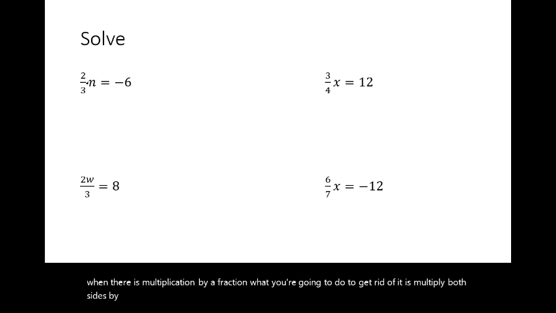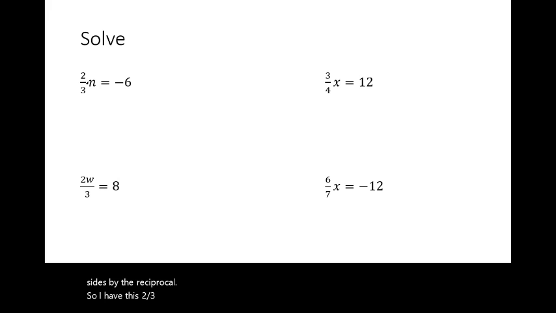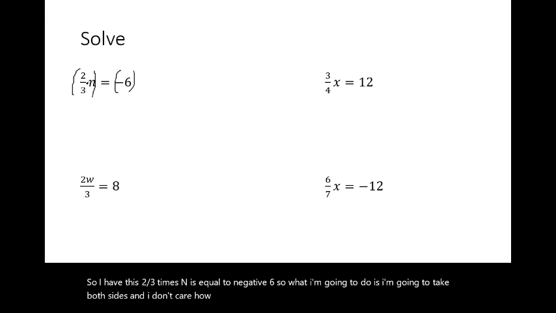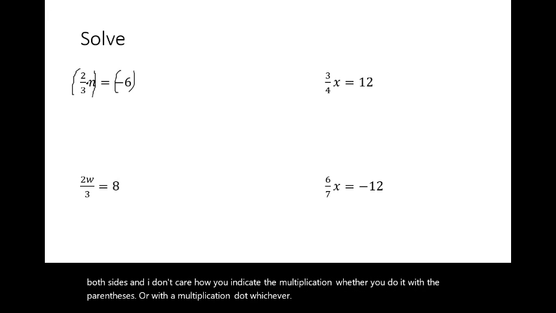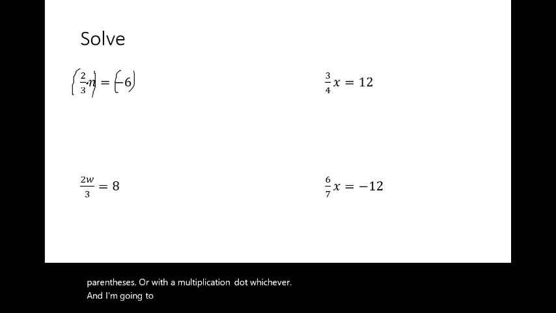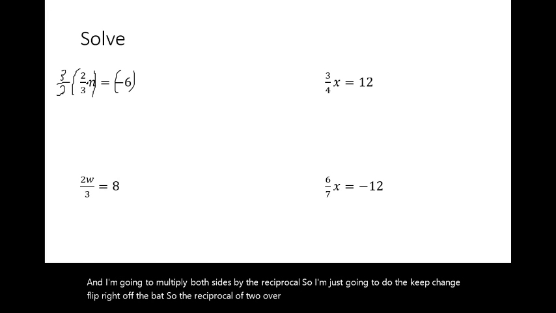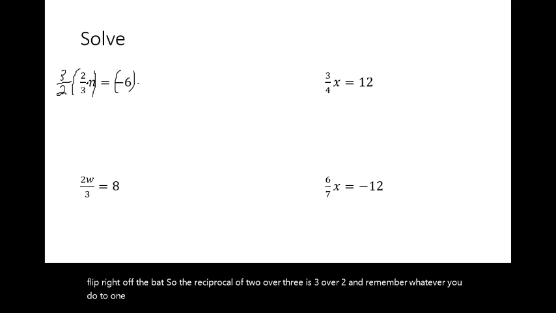So I have this 2/3 times n is equal to negative 6. So what I'm going to do is take both sides, and I don't care how you indicate the multiplication, whether you do it with a parentheses or with a multiplication dot, whichever. And I'm going to multiply both sides by the reciprocal. So I'm just going to do the keep, change, flip right off the bat. So the reciprocal of 2 over 3 is 3 over 2. And remember, whatever you do to one side, you need to do to the other. So I'm going to multiply the other side by 3 over 2.